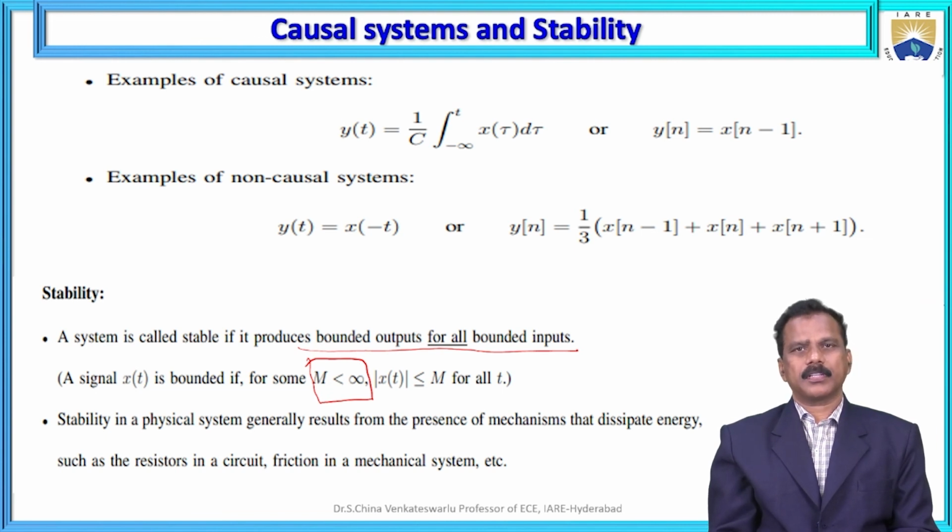How are we using this? A signal x of t is bounded if for some M less than infinity, mod x of t is less than or equal to capital M for all small t. So like this, stability in a physical system generally results from the presence of mechanisms that dissipate energy.